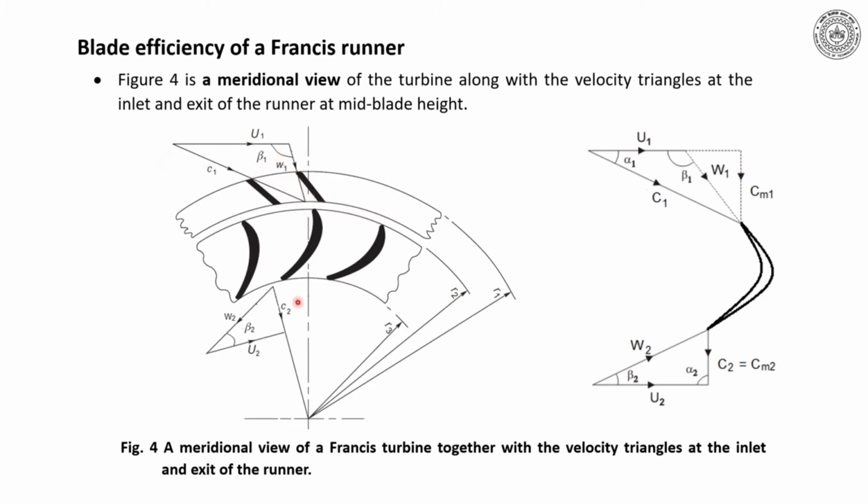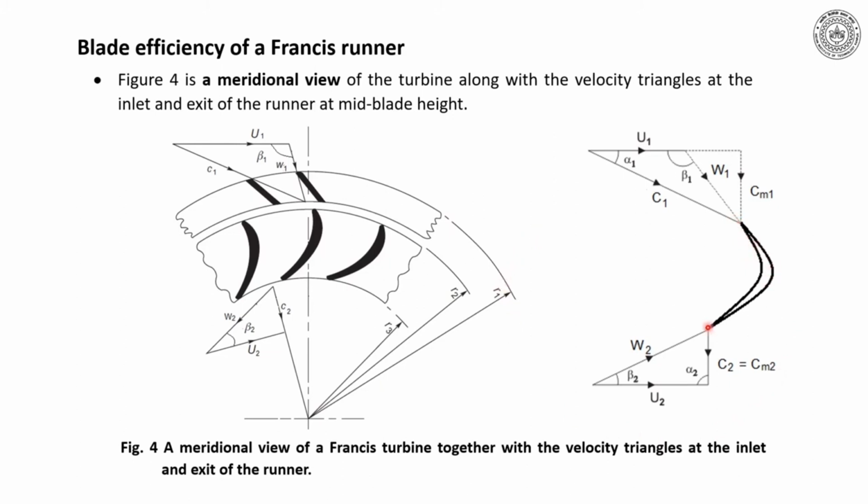Similarly, W2 be the relative velocity at exit from the blade, and U2 be the blade speed at exit. Thus W2 plus U2 result in C2. Now here C2 is in the radial direction. I have projected here the velocity triangle.